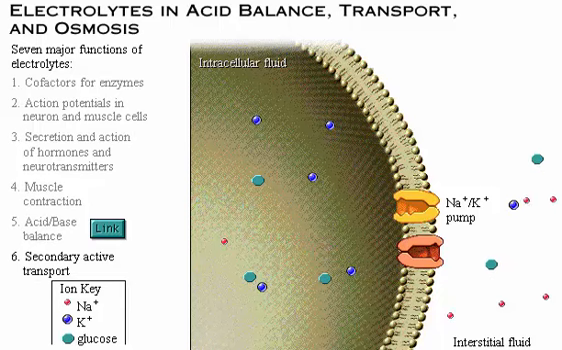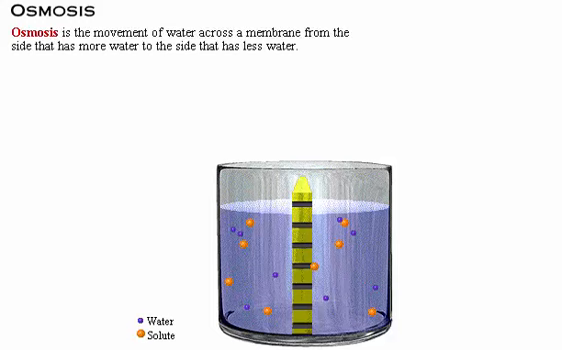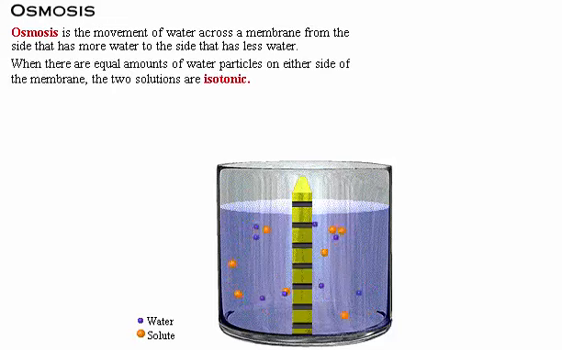Let's take a closer look at what happens during osmosis. Osmosis is the movement of water across a membrane from the side that has more water, and therefore less solute, to the side that has less water, and therefore more solute. When there are equal amounts of water particles on either side of the membrane, water can move freely back and forth across the membrane in both directions at the same rate.